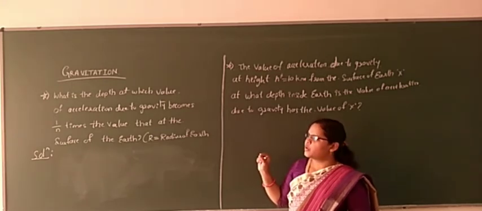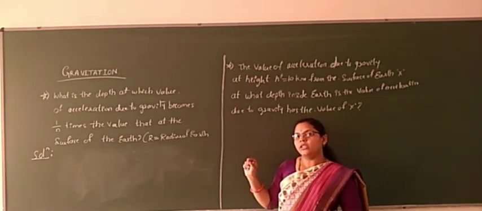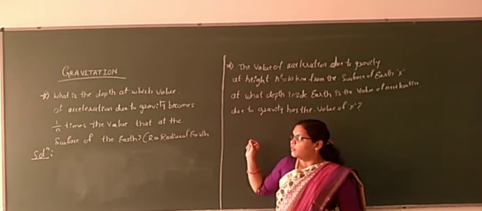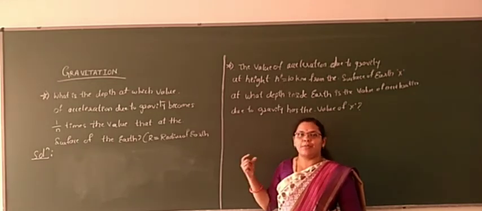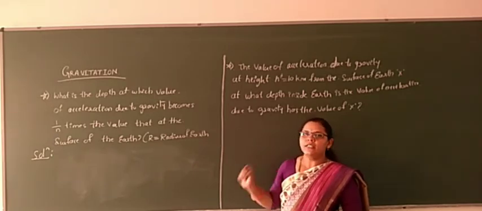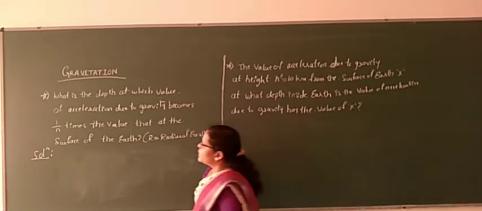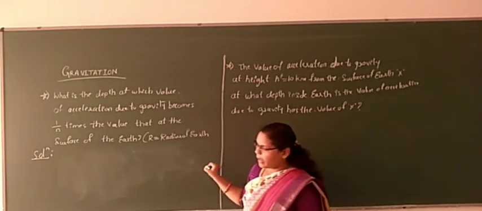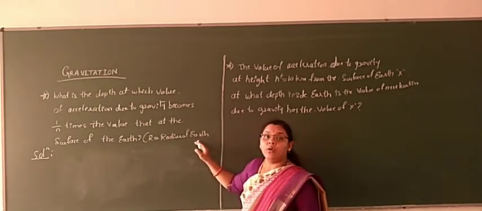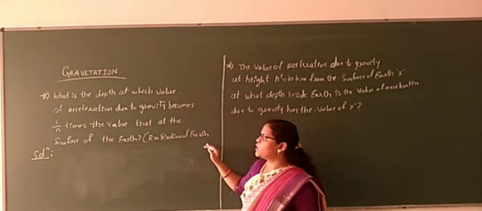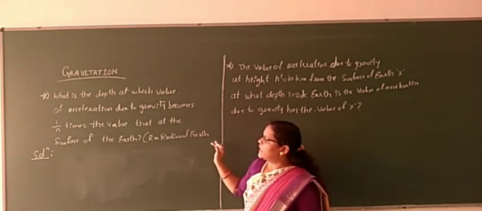We just have to understand the question and follow it in such a way that we will get the correct answer, meaning the expected answer given in the problem. That is the task here. So what is the depth at which the value of acceleration due to gravity becomes 1 by n times the acceleration due to gravity on the surface of the earth?